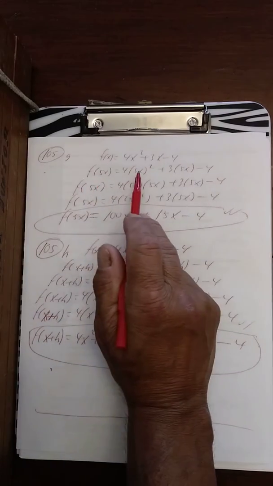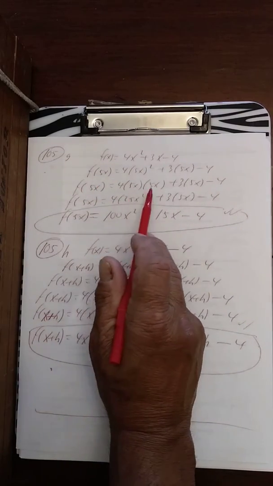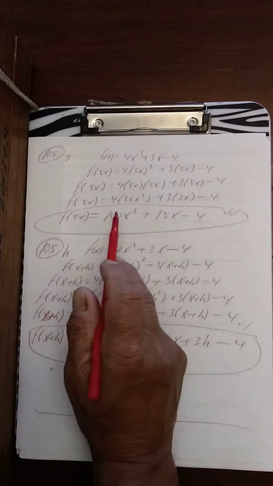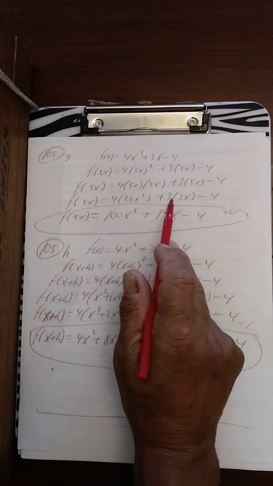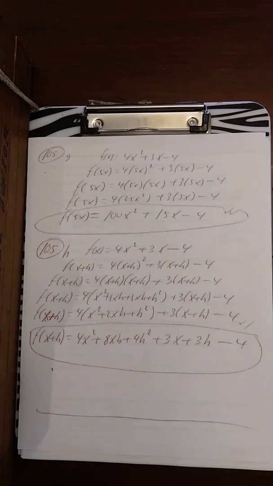f of 5x. Put a 5x, put a 5x. So 5x times 5x is 25x squared. Bring it down. That turns out as 100x squared, 15x minus 4.